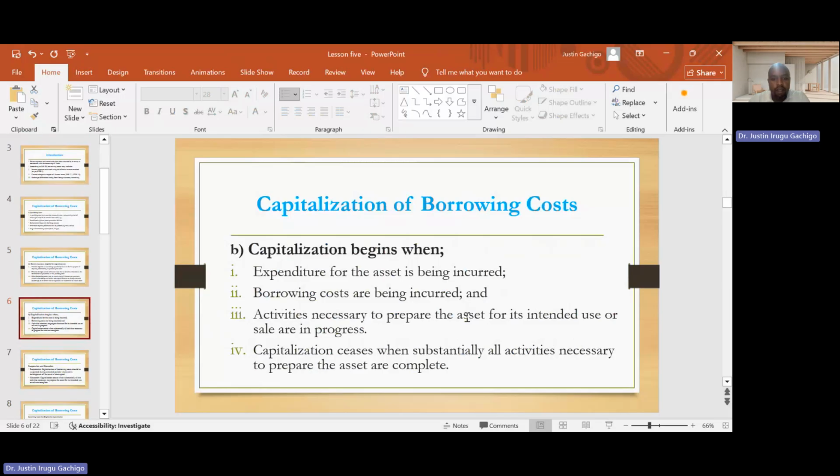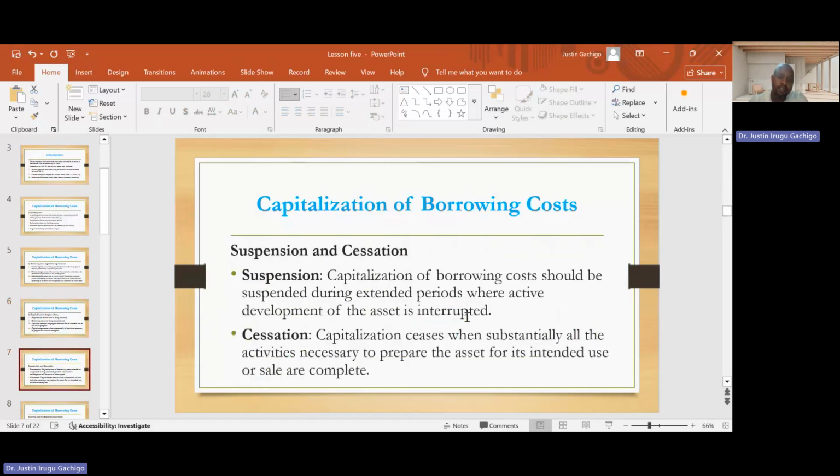But then the capitalization should stop. The capitalization of this borrowing cost should actually stop when all these necessary activities to prepare the asset are completed. So when the asset is complete, then you don't have to continue to capitalize the expenses.